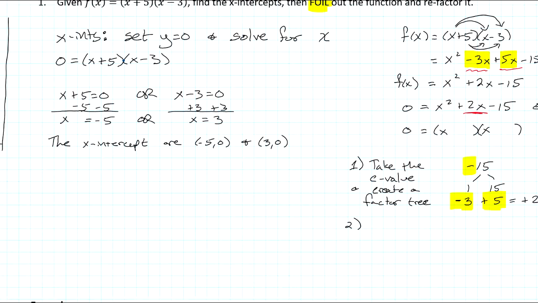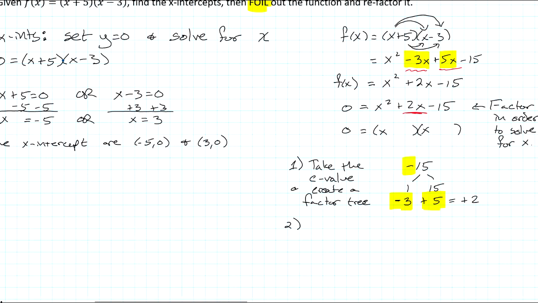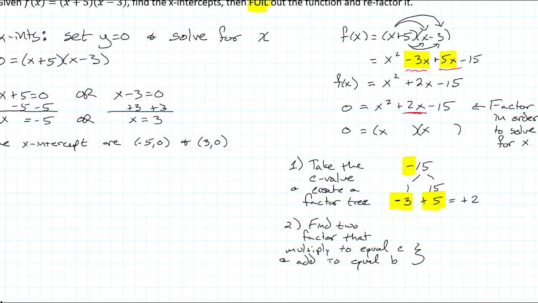The second step, so we take that c value and we create our factor tree, and then we find two factors that multiply to equal c and add to equal b. And it's really important that we pay attention to signs.